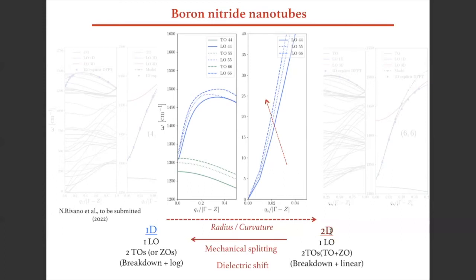And I told you that the dielectric breakdown in 2D is linear and not logarithmic. So this is more or less the idea, the fact that we can somehow explore the relationship and the links between different dimensionalities. And something similar can be done, for example, also for nanowires, in which, of course, the limiting cases are 1D and 3D and not 2D, like in the case of 2D materials or nanotubes.